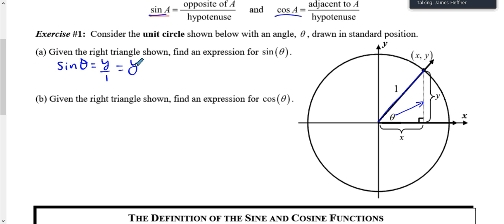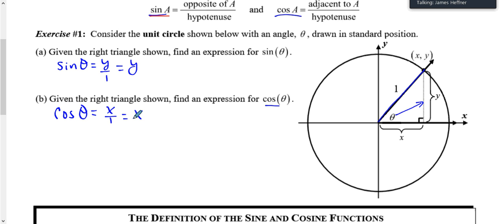Part B. They want us to find an expression now for the cosine of theta. So cosine of that angle is the adjacent, which is x. x over 1, but that's just x, isn't it? You kind of get the idea here now, maybe?